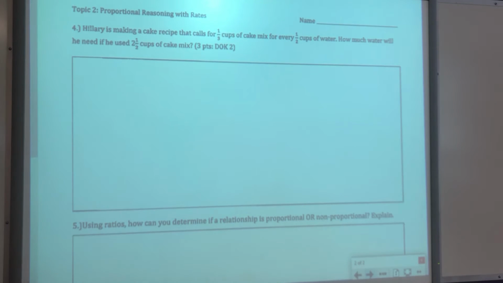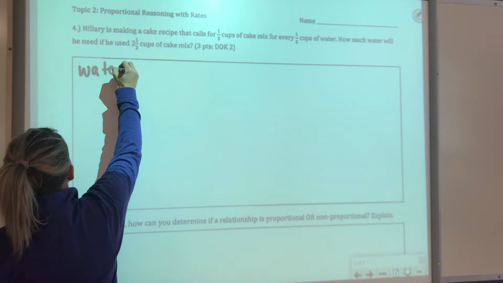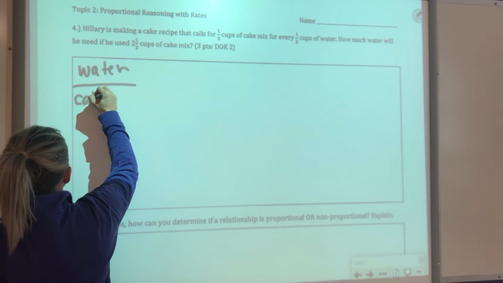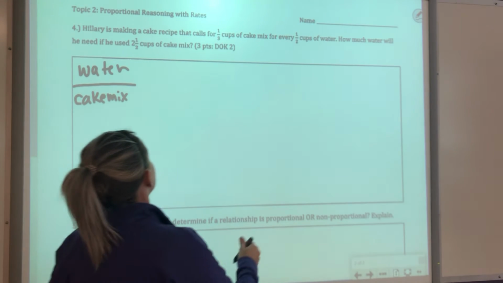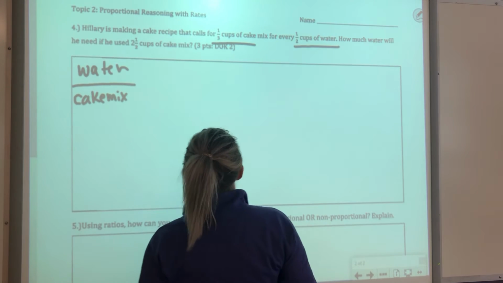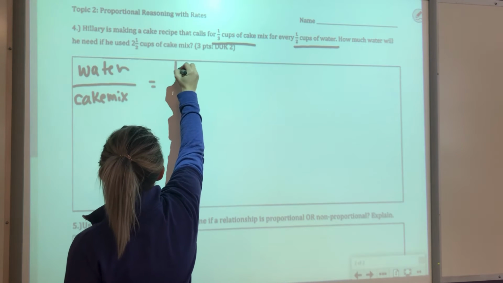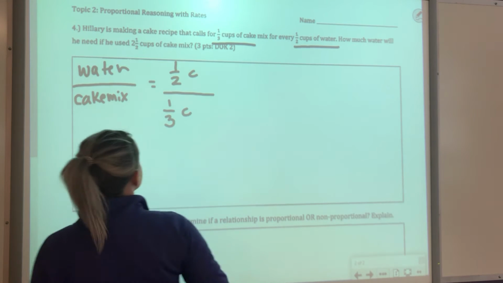Okay, number 4. Hillary's making a cake recipe that calls for 1/3 cups of cake mix for every 1/2 cup of water. How much water will she need if she uses 2 1/2 cups of cake mix? So our ratio is water to cake mix. I know that for every 1/2 cup of water, I need 1/3 cup of cake mix. So 1/2 cup of water to 1/3 cup of cake mix.